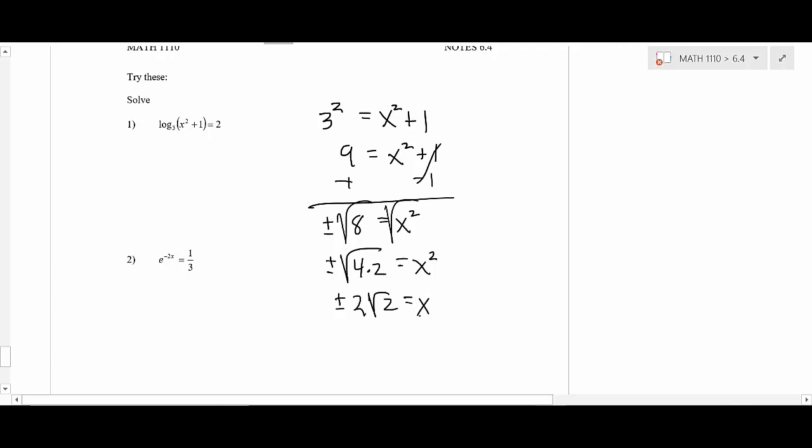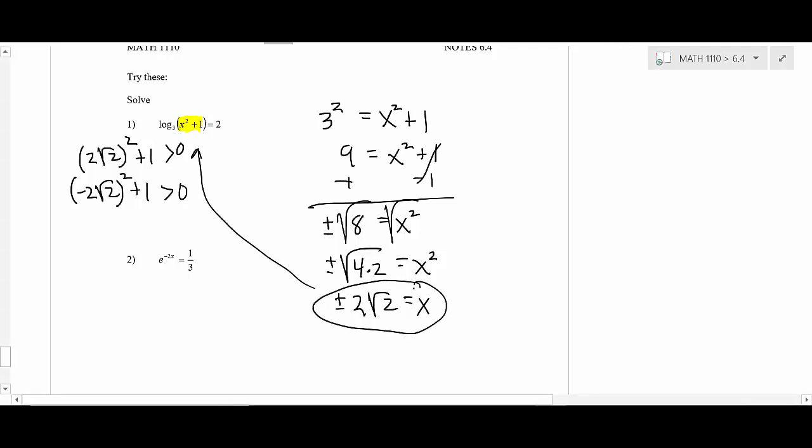Now when you check this, you don't have to check the whole thing, but you have to make sure this argument does not become a negative number. I want to show you at a minimum what you have to do. If you did positive 2 root 2 squared plus 1, that gives you a positive number, because if you take anything squared, that gives positive, so that works. Then if you do negative 2 root 2 squared plus 1, that's also positive, because if you square this number right here, it becomes positive, and you add 1 to it. So both of those answers are going to be okay.